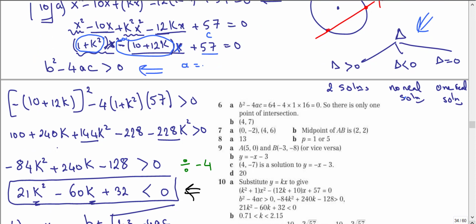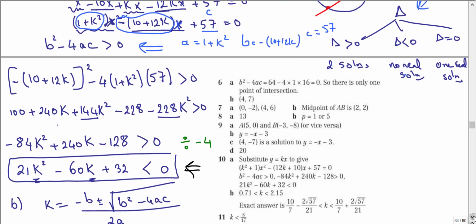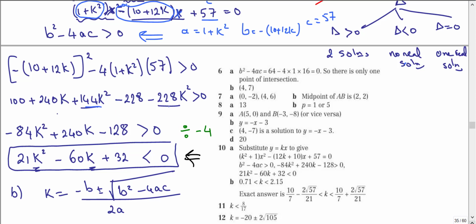Meaning you have A equal 1 plus k squared, as I said. You have B equal minus bracket 10 plus 12k. And you have C equal 57. You substitute in b squared minus 4ac and you put it greater than 0. And you simplify. You add the k squared terms together. And there is also k here. And there's like two constant numbers. You add them also. This way.